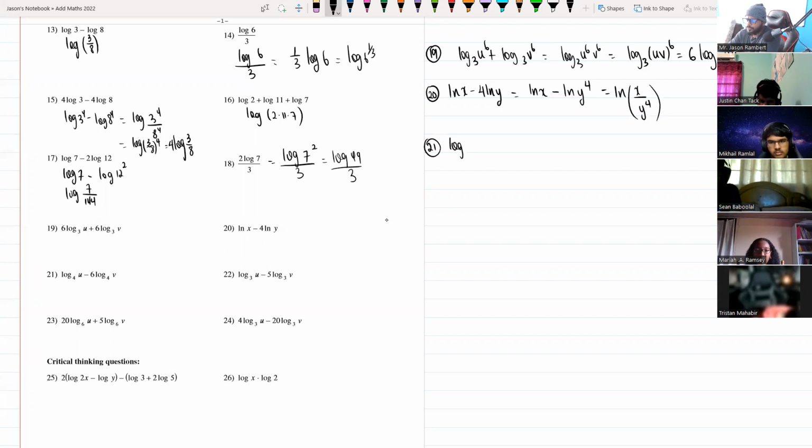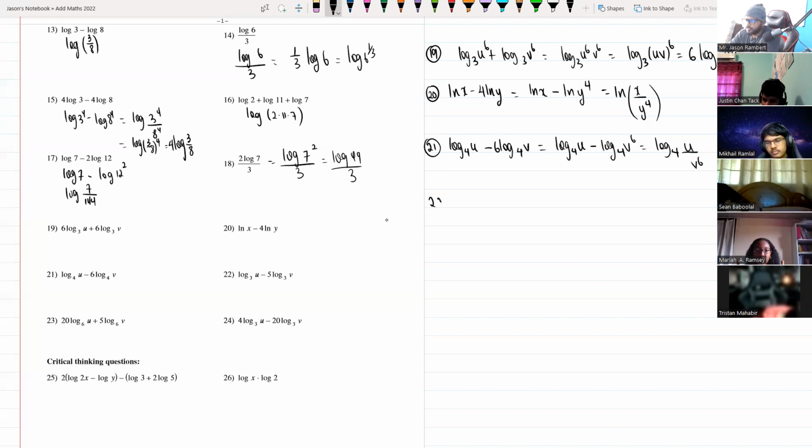Log of u to base 4 minus 6 log of v to base 4. I need to change both of them as log of a number. Log of u to base 4, take away log of v to the power 6 to base 4. And then I use law 2. Log of u divided by v to the power 6 to a base of 4.